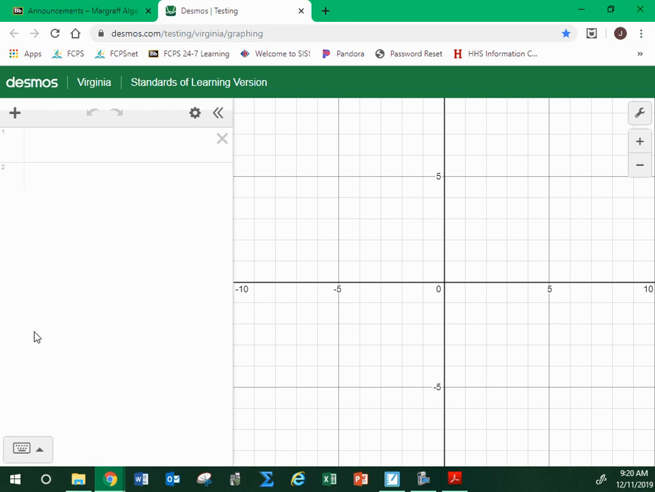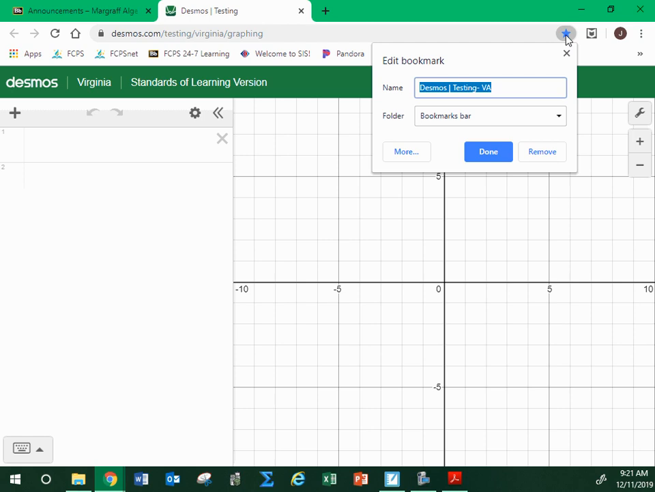And this is specifically the one that you'll have for your SOL as well. They allow you to use Desmos on the SOL. So you'll notice it's Virginia, the SOL version. Once you've clicked on that, go ahead and click the little star that bookmarks it.